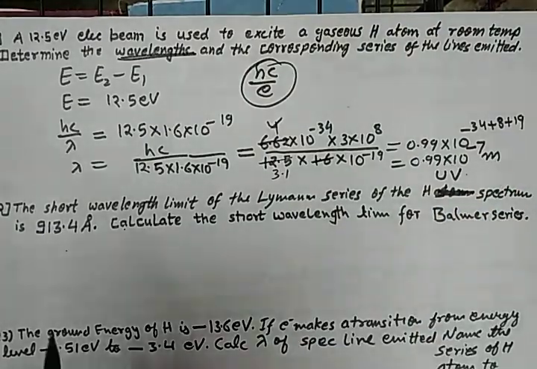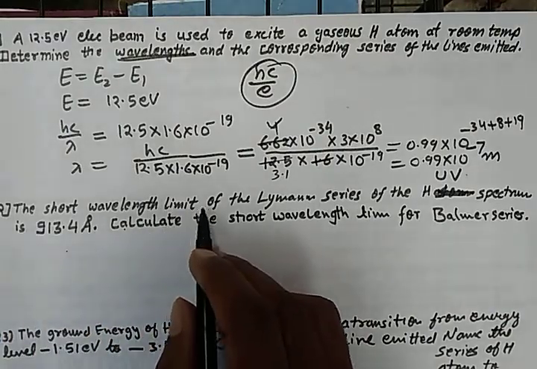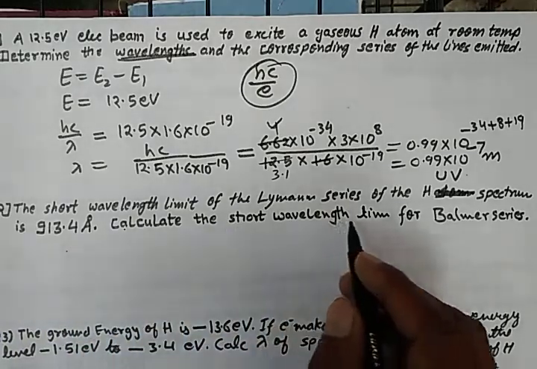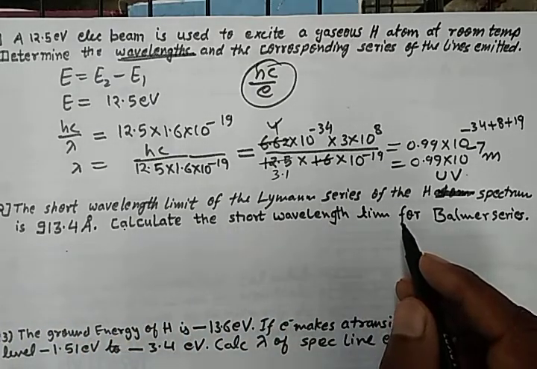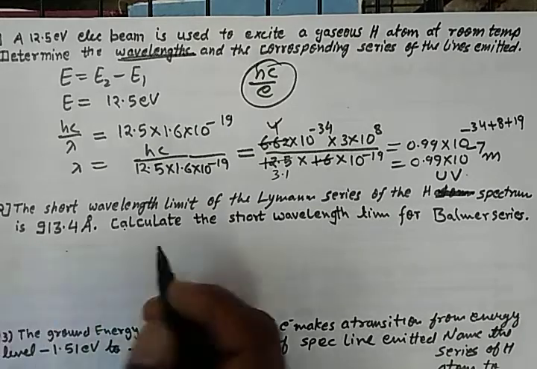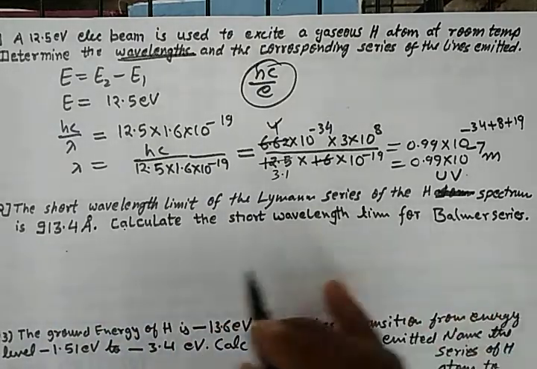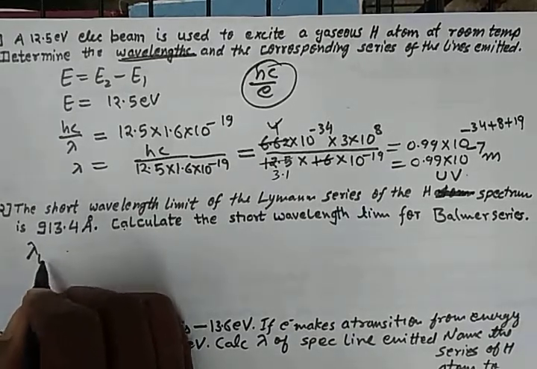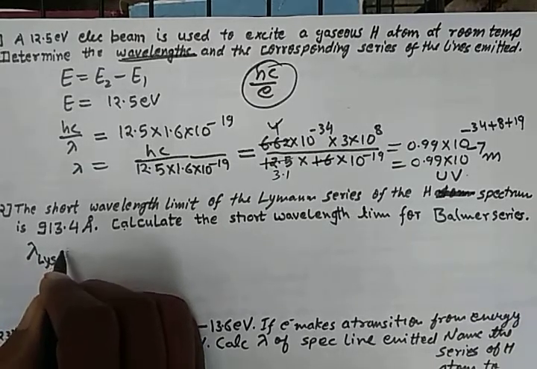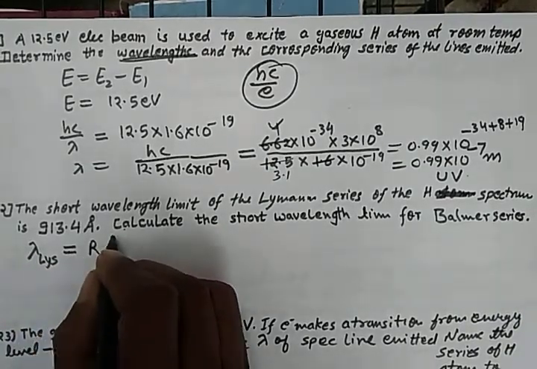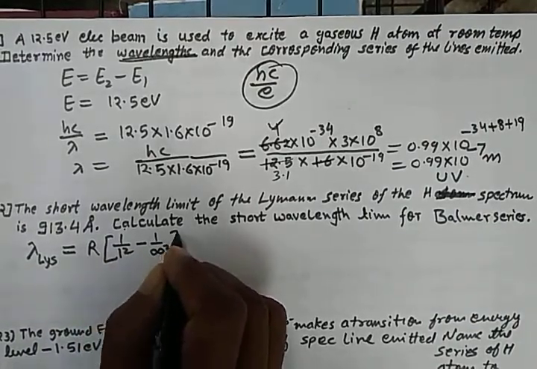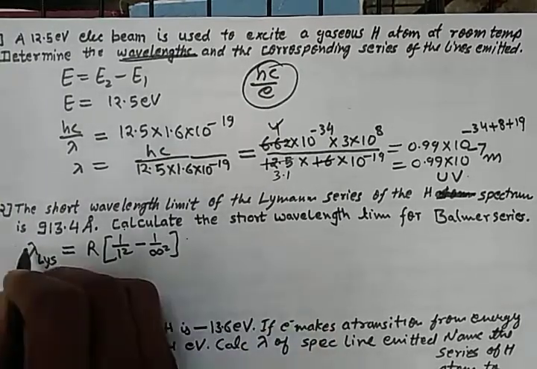Next, the short wavelength limit of the Lyman series of hydrogen spectrum is this. Calculate the short wavelength limit for the Balmer series. What is the meaning of that? Actually, short wavelength, once again I will say, we know that for Lyman, short is R 1 by 1 square minus 1 by infinite square. So, oh sorry, 1 upon lambda.